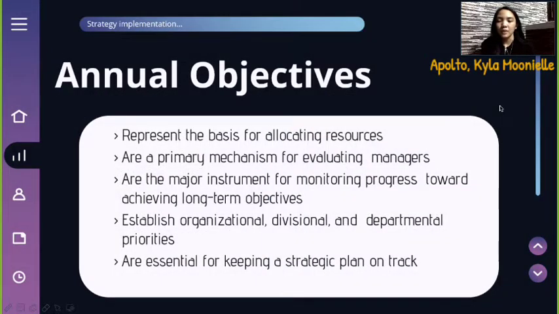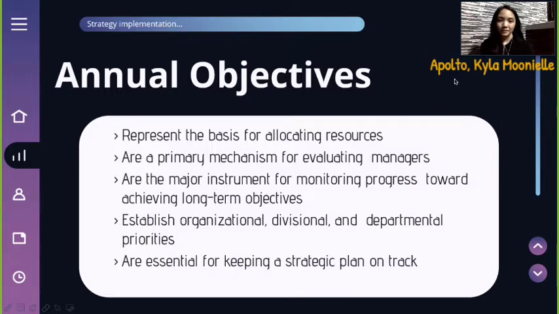Annual objectives represent the basis for allocating resources. These are primary mechanisms for evaluating managers, and these are the major instrument for monitoring progress toward achieving long-term objectives. They establish organizational, divisional, and departmental priorities, and these are essential for keeping a strategic plan on track. So the next topic will be discussed by Ms.